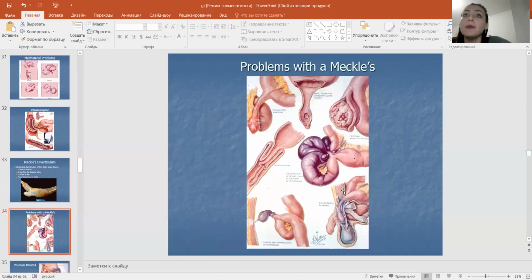So problems with Meckel's: it can be perforation, it can be hernia. These are mechanical problems.